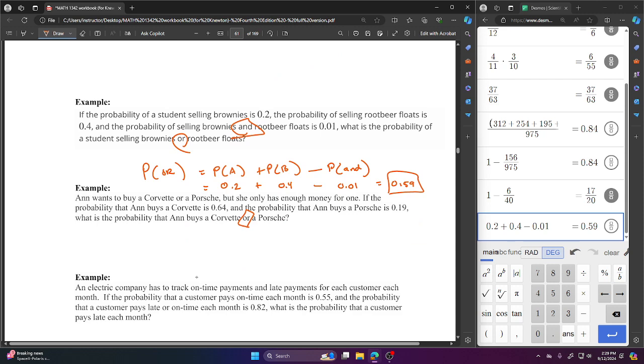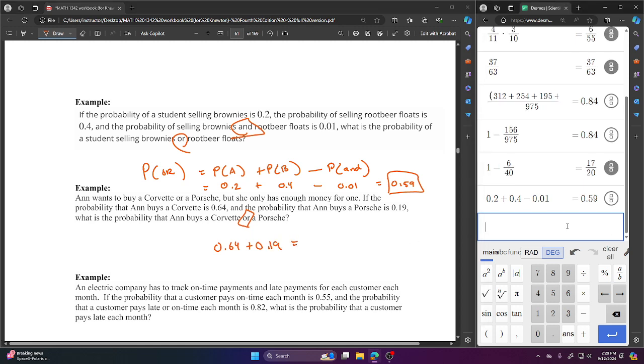Or means what? Add. Or means add. And it's like a simple add, right? You get this one or that one.